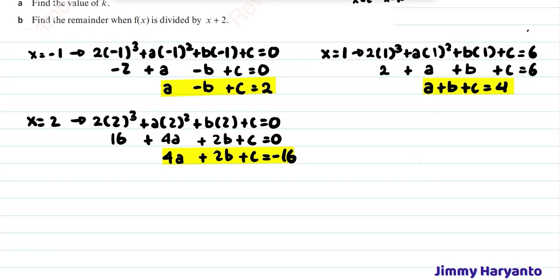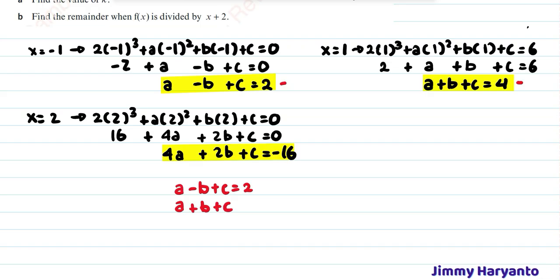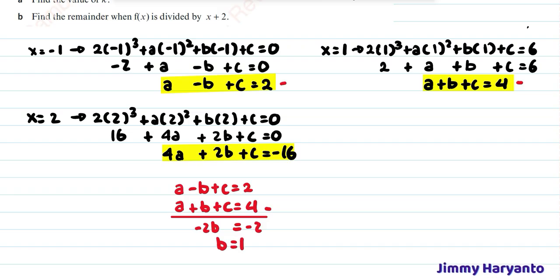Okay, next let's eliminate using the first and the second one. I will write it like this, and then a plus b plus c equals 4. If we subtract them, we get negative 2b. a minus a equals 0, c minus c equals 0. This one is negative 2, so b equals 1. This is the value of b.